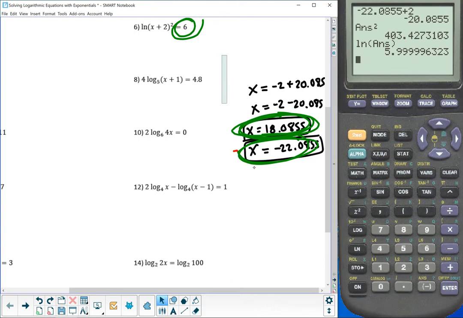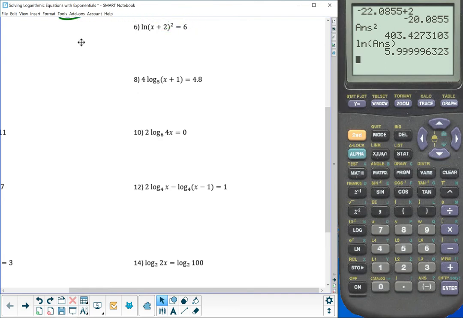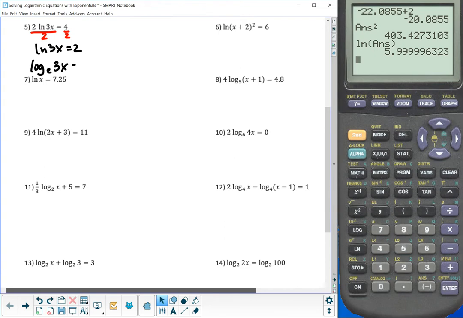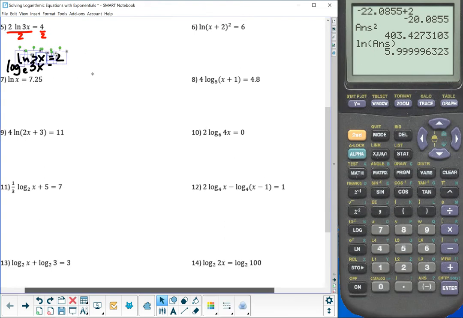Moving on. That one was tough because there were 2 solutions, and we have to check to make sure that there's no extraneous or extra solution. Okay, number 7.